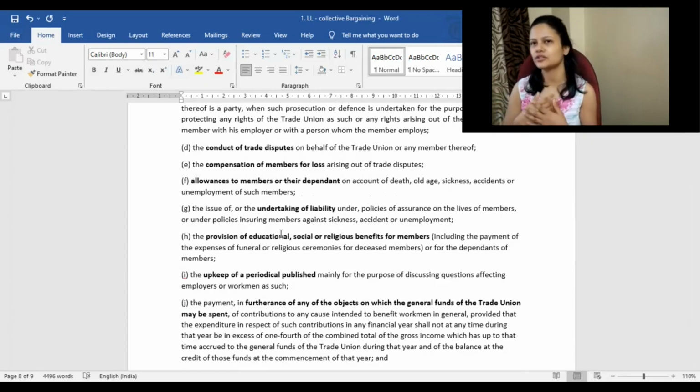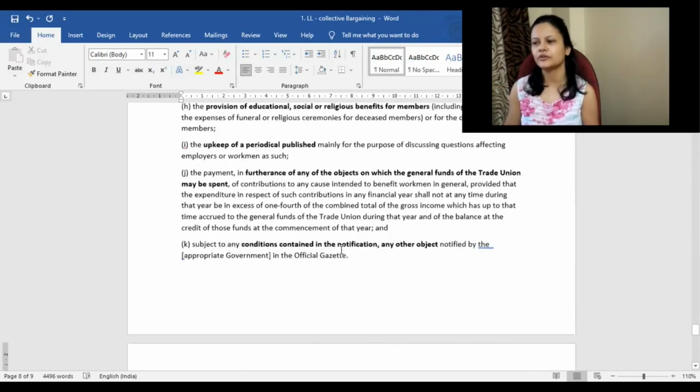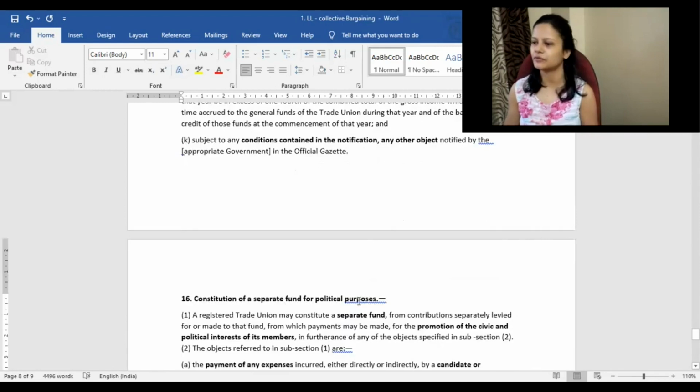Apart from this, in order to save their interest, if someone is deciding to join some local body, legislature or something like that, there also the trade union would be providing assistance, but it will be purely from the political fund that they are separately maintaining.